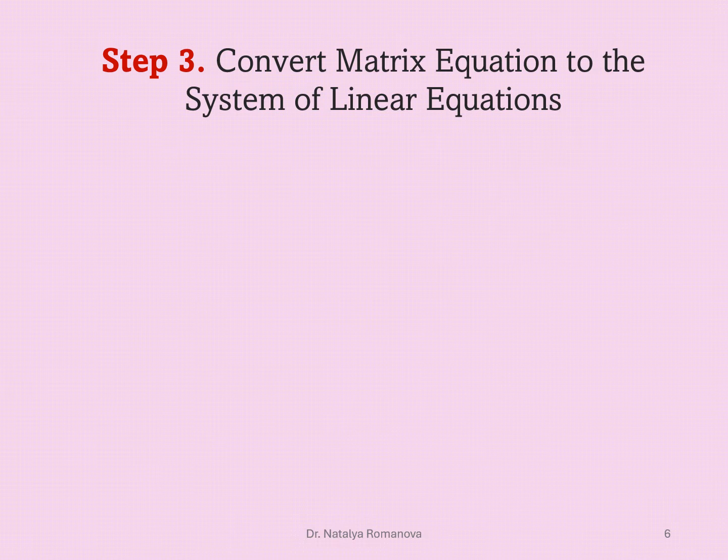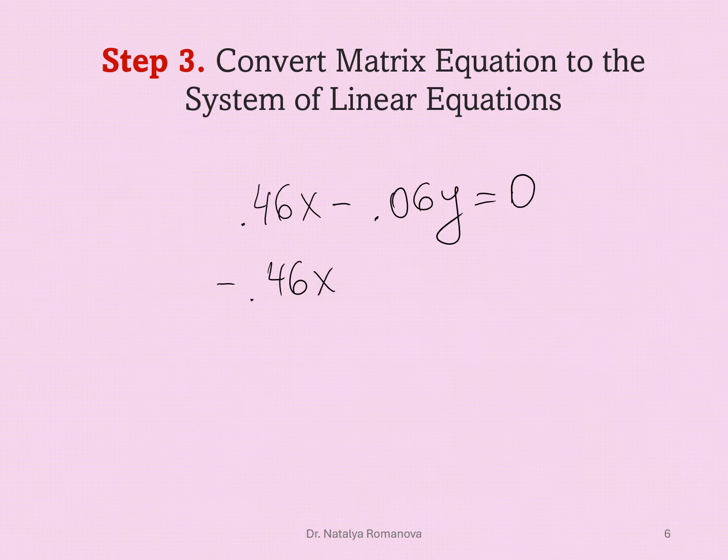We have to convert the matrix equation to a system of linear equations. The first equation is 0.46x minus 0.06y equals 0. And the second equation is minus 0.46x plus 0.06y equals 0. It is our system of two linear equations with two variables.